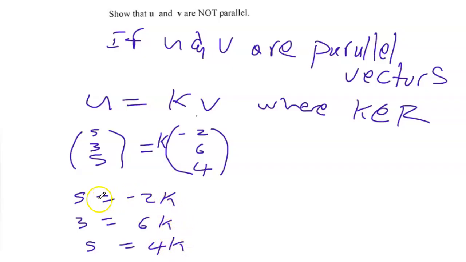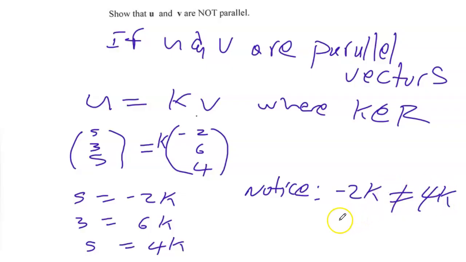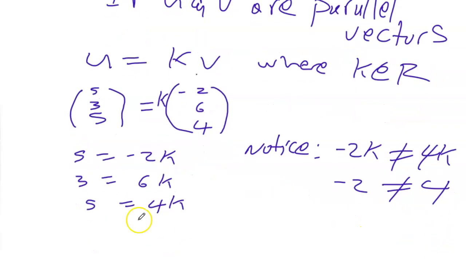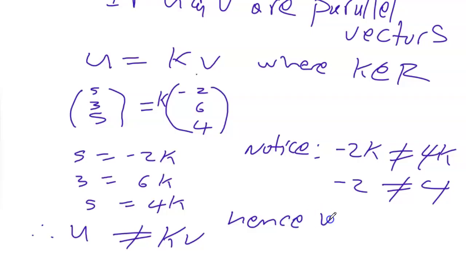Now, can s be equal to negative 2k and positive 4k at the same time? Alright, notice that negative 2k cannot be equal to positive 4k, because if you divide both sides, negative 2 is not the same as positive 4. So it means therefore u is not equal to k times v. Hence, u and v are not parallel.